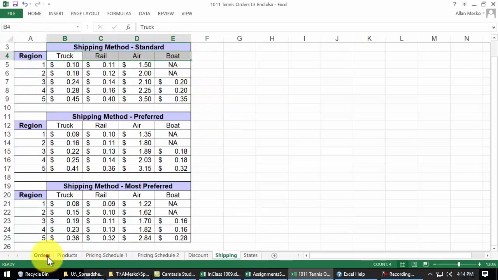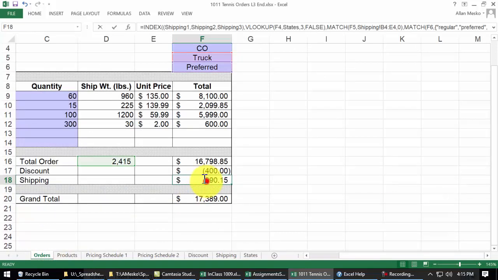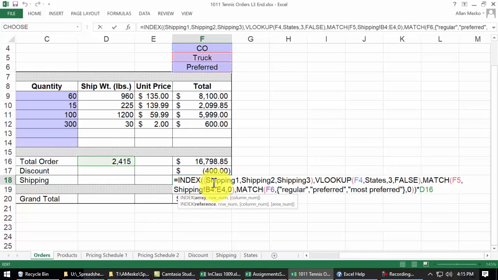So we go back to our orders table, look at that formula, and we say, first of all, what's your reference for the areas you want? It's these 3 areas. Now we want to know the row number. How are we going to get the row number? We want the region number. We're going to look up F4, which is the state that it's going to, the state abbreviation. We're going to go to the states table, give me column 3, an exact match. That's going to tell me what row number I want.